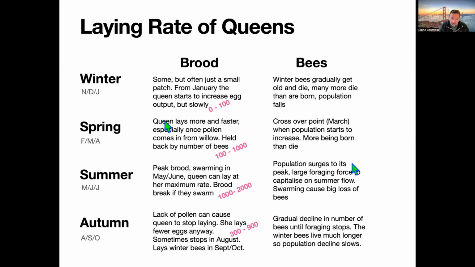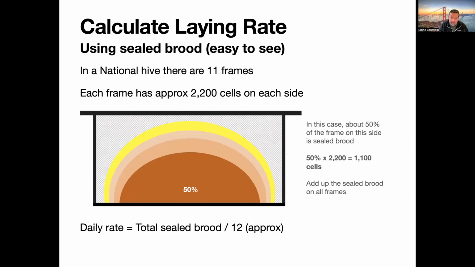I'm not going to read all these words, but basically you can see the pink numbers here are showing typical laying rates of queens. So the peak laying rate is May, June, July time, and very little in the winter. You can calculate the laying rate of your queen if you really want to. Don't really know why you would want to, but the easiest way is to look at all the sealed brood in the colony.